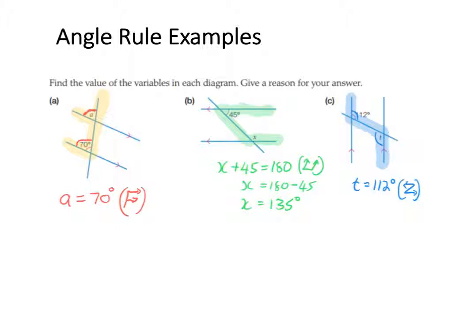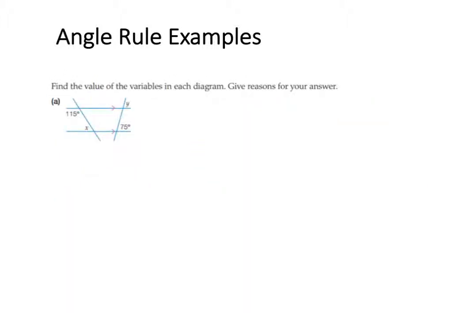So let's have a look at one more example. In this example, I want to calculate the value of x and the value of y. And I've been given a set of two lines that are parallel. So automatically I am thinking, can I use my F rule, my U rule, or my Z rule? So I'm looking to see if I can form those letters using my lines that are parallel.